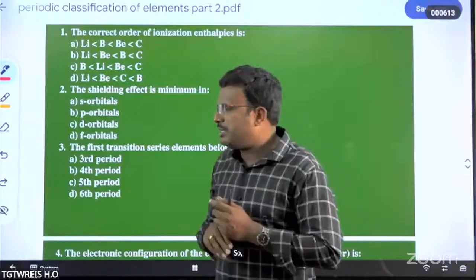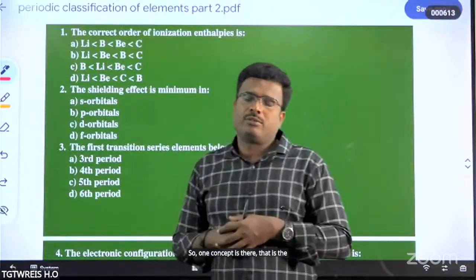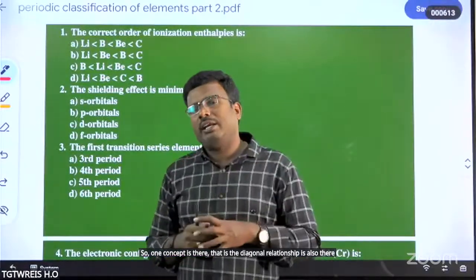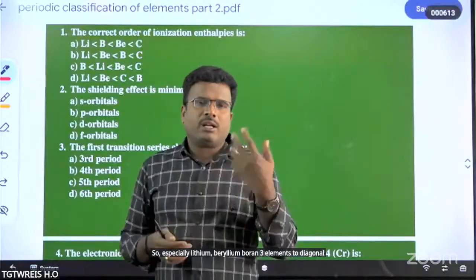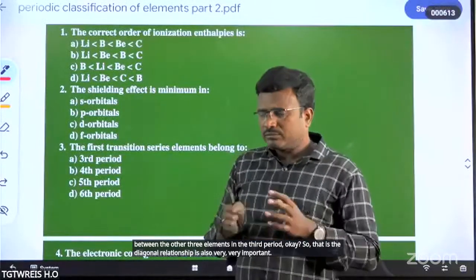One concept is the diagonal relationship between the second period and third period. Especially lithium, beryllium, and boron, these three elements have a diagonal relationship with three elements in the third period. So the diagonal relationship is also very, very important.